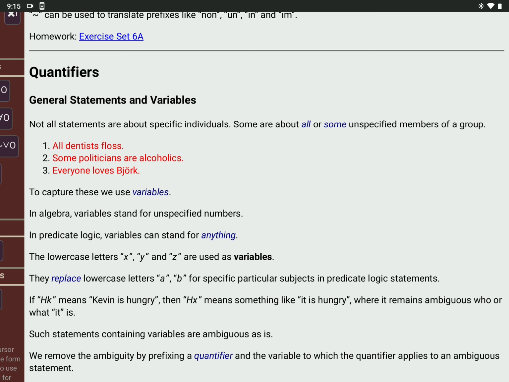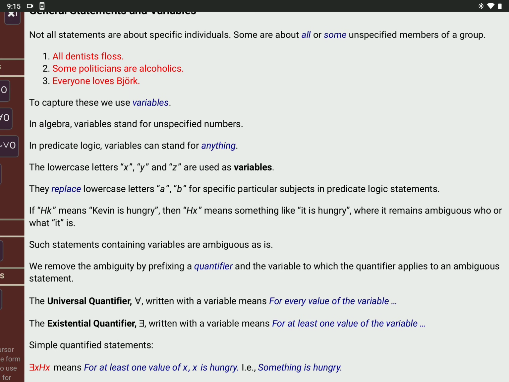So we can use quantifiers with them, and in predicate logic, quantifiers go along with variables. So lowercase letters at the beginning of the alphabet stand for specific individual subjects. But we use letters at the end of the alphabet as variables. Now, variables don't stand for specific things, but they replace words for specific things. So if I write HK to mean Kevin is hungry, that's about a specific person. But if I replace the K in HK with an X and get HX, that means something like it is hungry, where we don't know what it is. By itself, HX is neither true nor false. It's ambiguous. We're not saying what we're talking about.